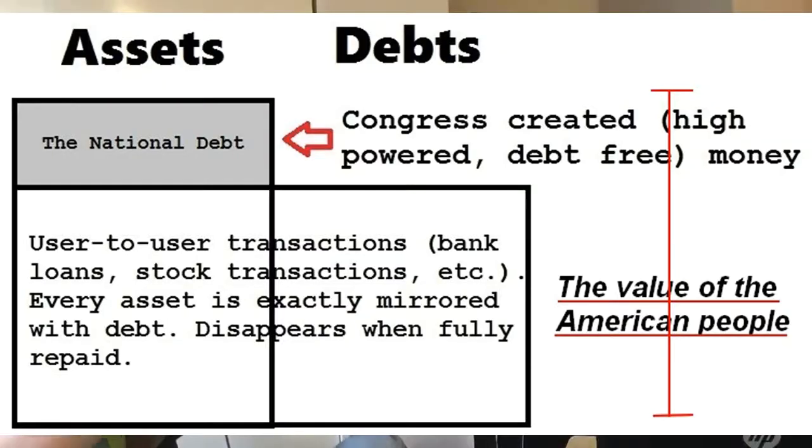So I picture it as a rectangle, which is the user to user transactions. So that's debt and assets, it's the same. And then I picture this sort of chimney above that, which is the Congress-created money, which is only an asset. There is no debt. So when Congress creates money, they get to keep it.